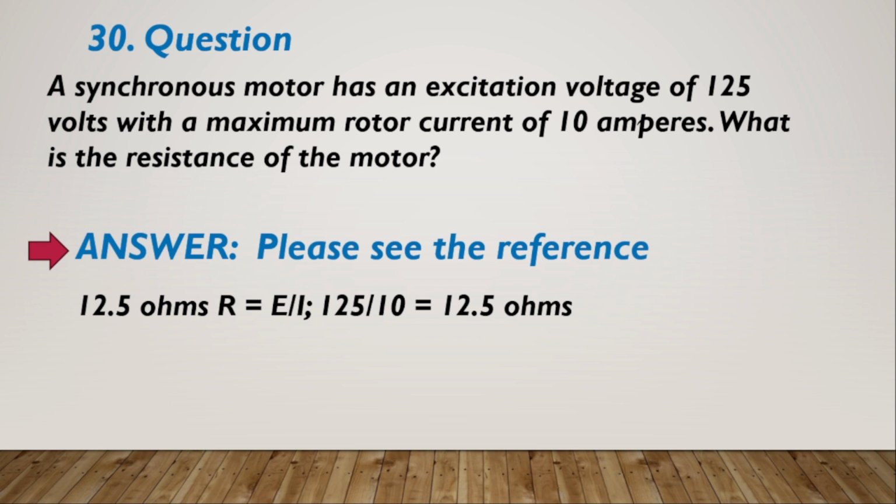Question number 30. A synchronous motor has an excitation voltage of 125 volts with a maximum rotor current of 10 amperes. What is the resistance of the motor? Please see the reference.